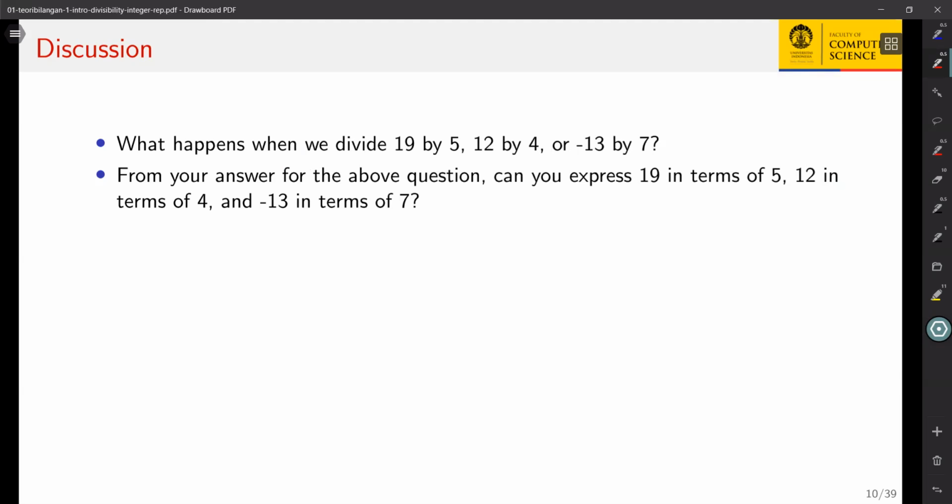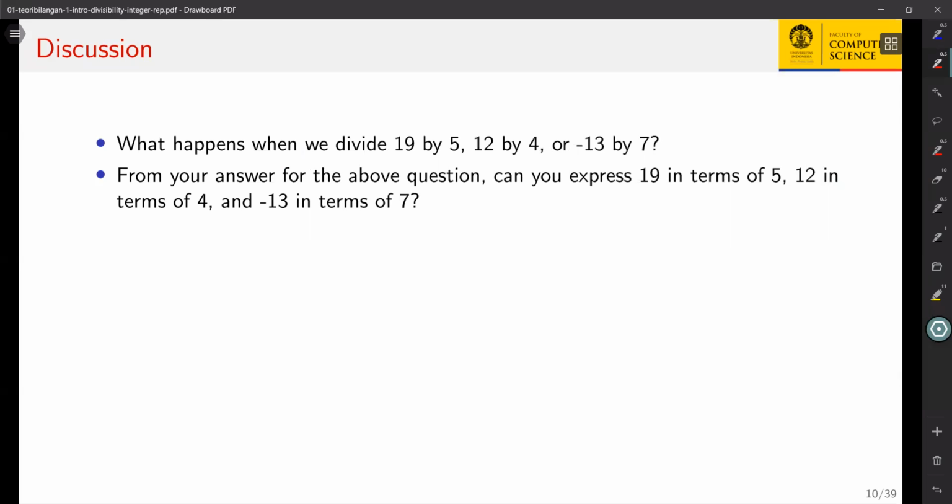Let's focus on 19 by 5. So what do you get? What happens if we divide 19 by 5? Anybody? You have a remainder, sir. We have a remainder. So could you elaborate on that? Alexander, what do you mean by remainder? When we have a remainder, the result will be a decimal number, not an integer.